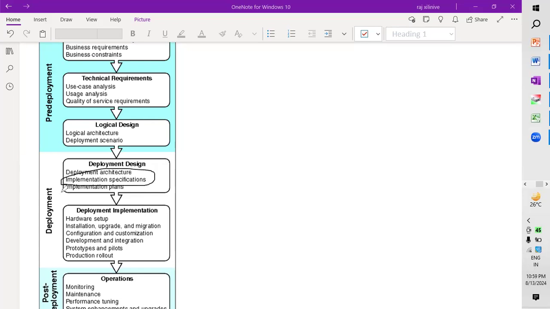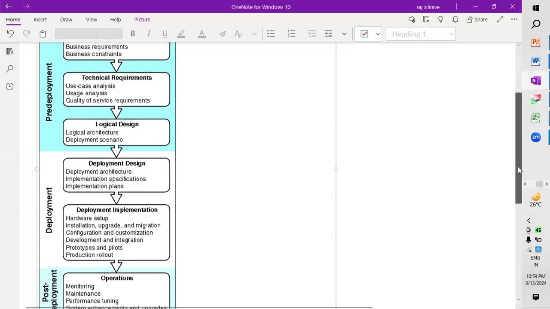Next, we need to develop the implementation plan. This is where the planning of implementation comes into the picture. If you want to implement any kind of project, it's always important for us to understand what implementation procedures we need to follow, and how this is to be taken into consideration. This is what we do under the deployment implementation in the deployment phase.